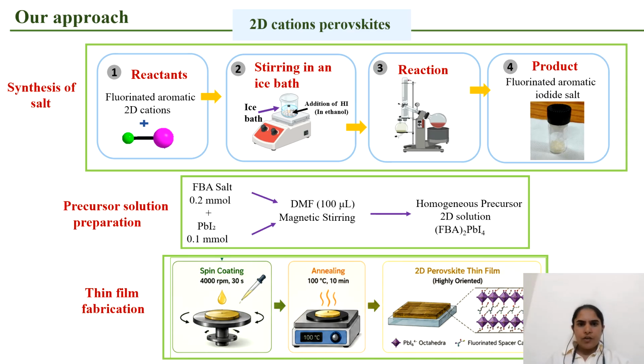So in my work, I have employed these 2D cation perovskites for the fabrication of the photodetectors. Initially, I synthesized the 2D salt, and then I prepared the solution by mixing it equimolar with PbI2 in DMF to make a homogeneous 2D precursor solution. Then this solution was coated onto the desired substrate, followed by annealing at 100 degrees Celsius for 10 minutes, resulting in the formation of the 2D perovskite thin film.